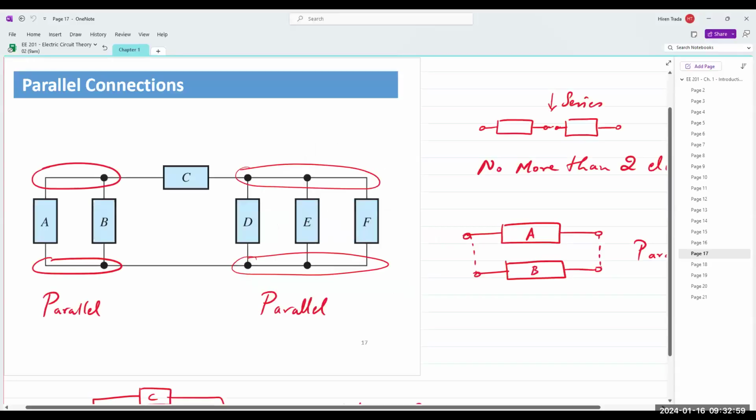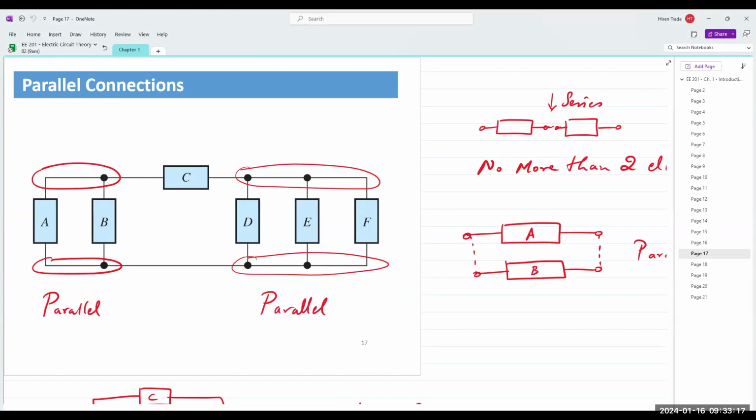Okay, so we covered KCL and KVL, and then we went into series and parallel connections. Any questions about series parallel connections? Okay, so let's talk a little bit more about series parallel connections, then we'll wrap up chapter one.